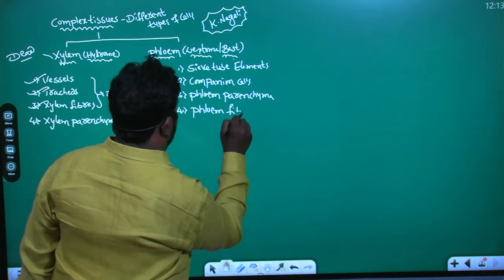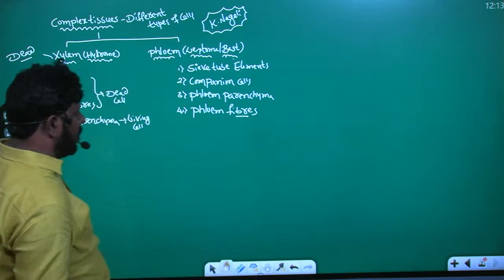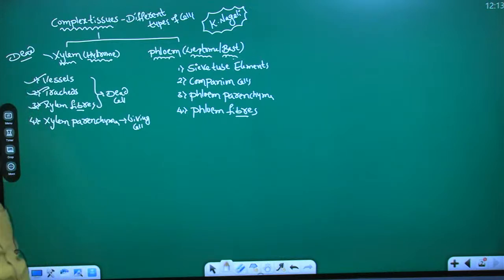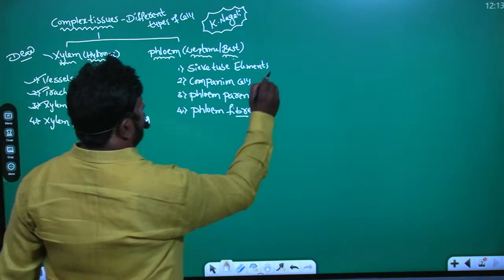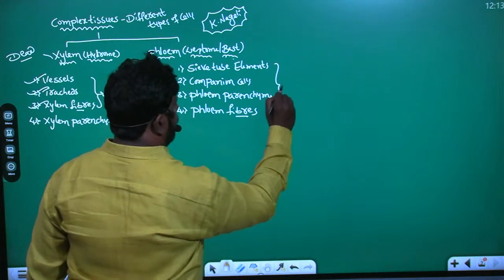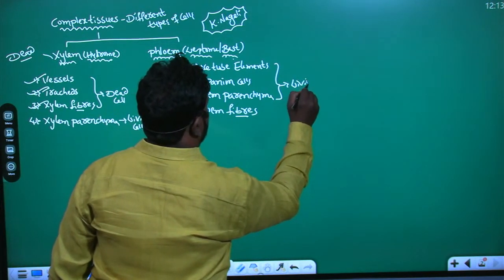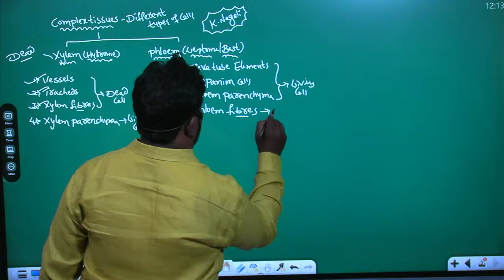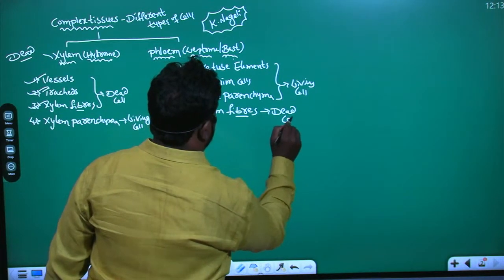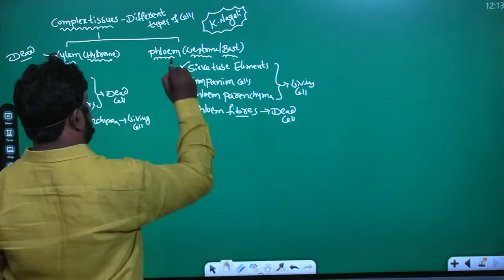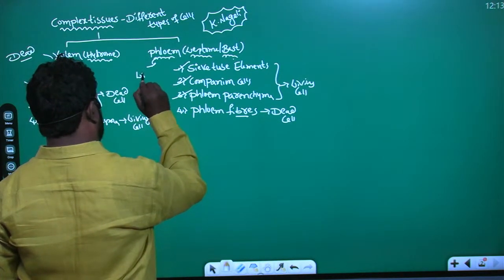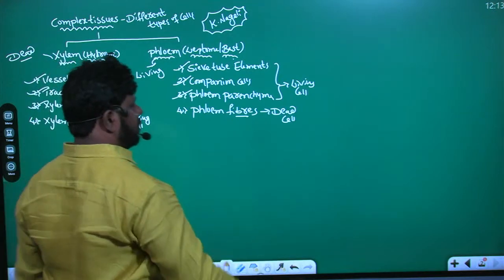Fibers are dead, because fibers are a type of sclerenchyma. That's why the sclerenchyma cell wall is lignified. It is impermeable to water and gases. That's why it comes under dead cells only. So sieve tube elements, companion cells, phloem parenchyma are living cells, but phloem fibers are dead cells. So 75% of elements are living, that's why phloem is considered as the living tissue.